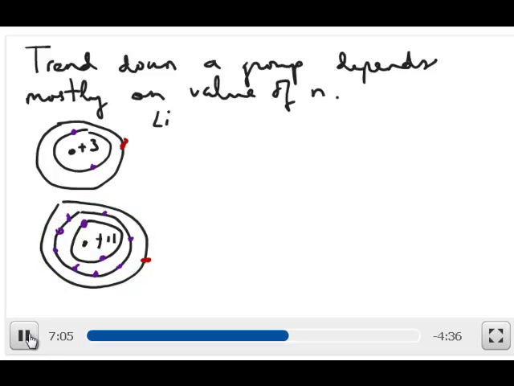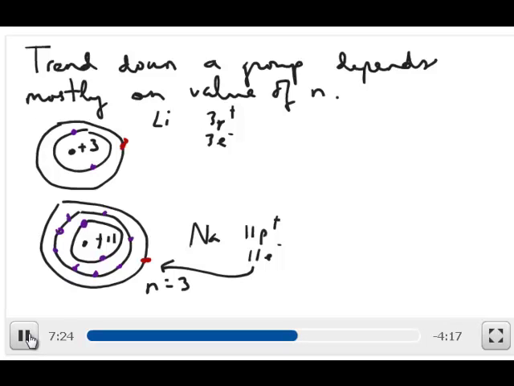So you can see what happens here is that as I go from lithium to sodium, I go from a 3 proton, 3 electron system to an 11 proton, 11 electron system. But the valence electron location is quite different. Here the valence electron is located in n equals 3. Here the valence electron is located in n equals 2.